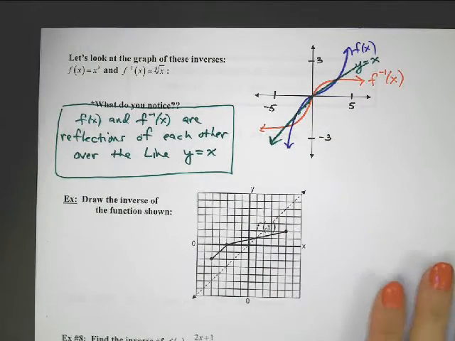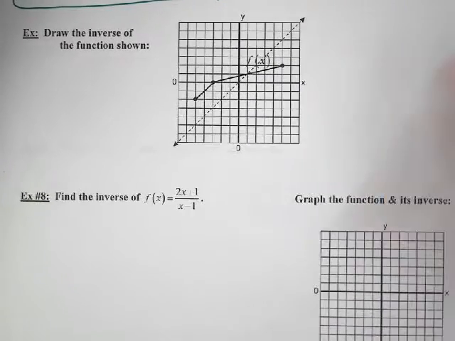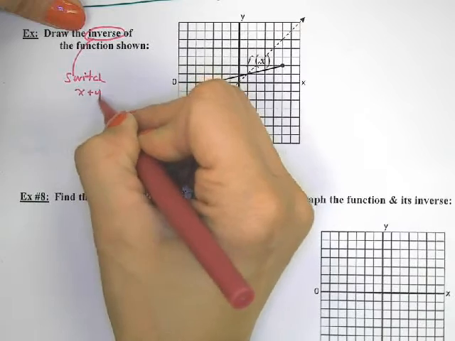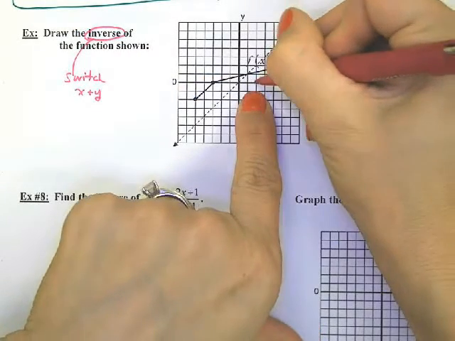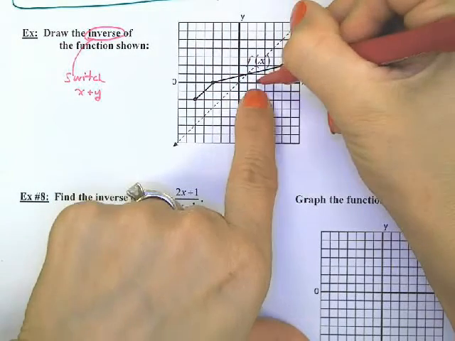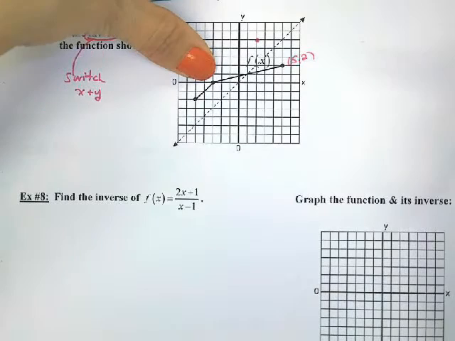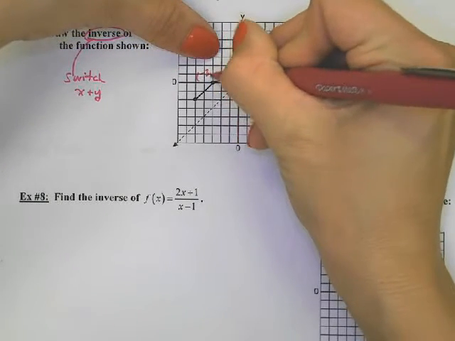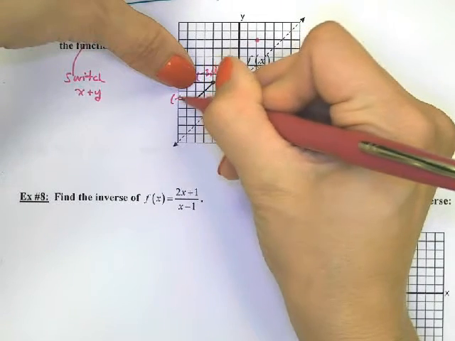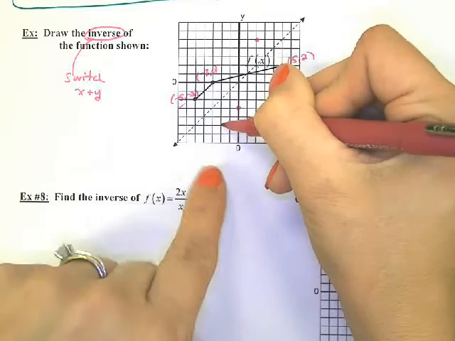I could give you a graph and ask you to find the inverse. I think the best way to do this, since we have the coordinates right there, is to switch x and y. To find an inverse, remember, switch the x and the y. So this point right here, 5, 2, if I switch it, becomes 2, 5. Another point, negative 3, 0, becomes 0, negative 3. And the last point, negative 5, negative 2, becomes negative 2, negative 5.